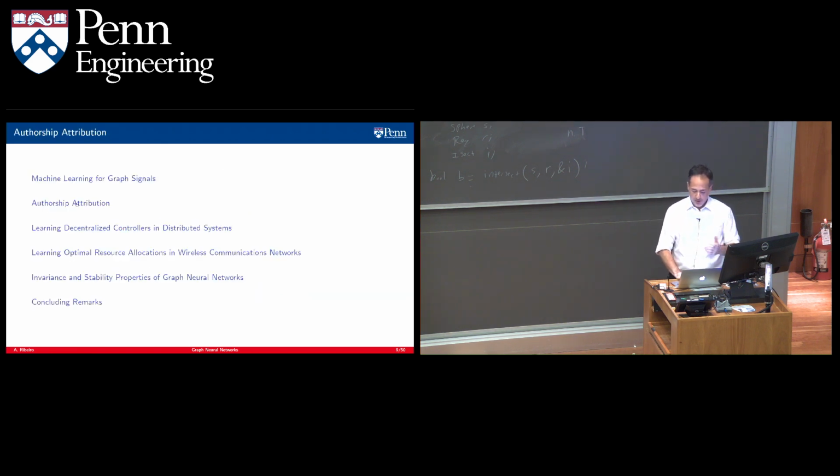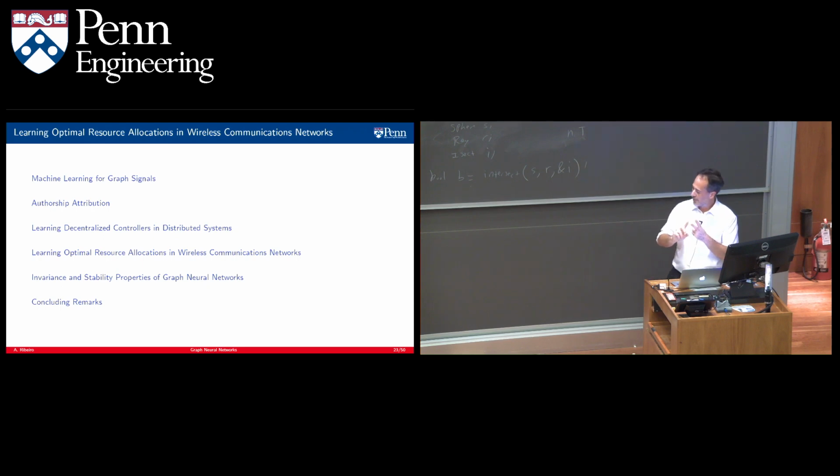And I told you this can be used to do authorship attribution, but very interestingly, it can be used to learn decentralized controllers. And in the case of decentralized controllers, there are two critical things that I want to emphasize. The first one is the fact that the GNN respects the information structure of your distributed system. That's the property that allows this to work. Without that property, you wouldn't be able to implement this distributedly, which is what you want.